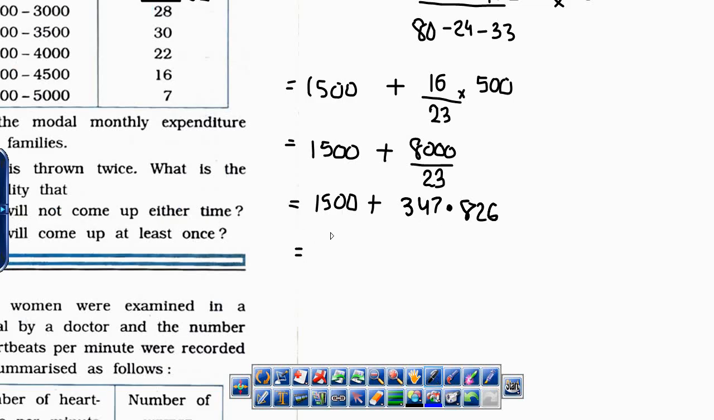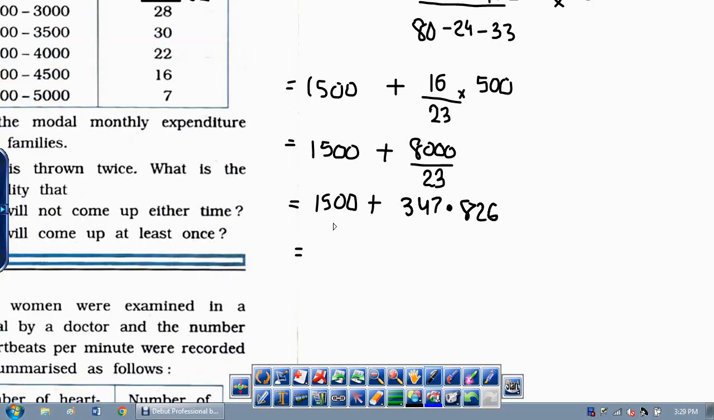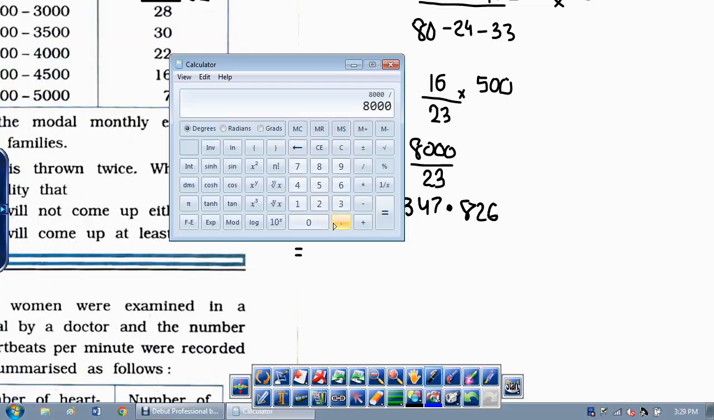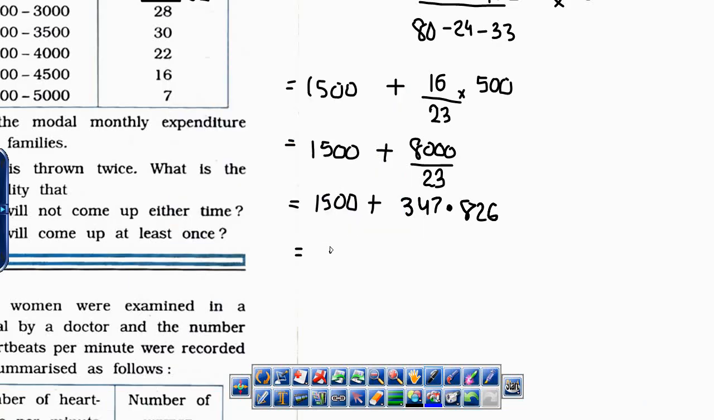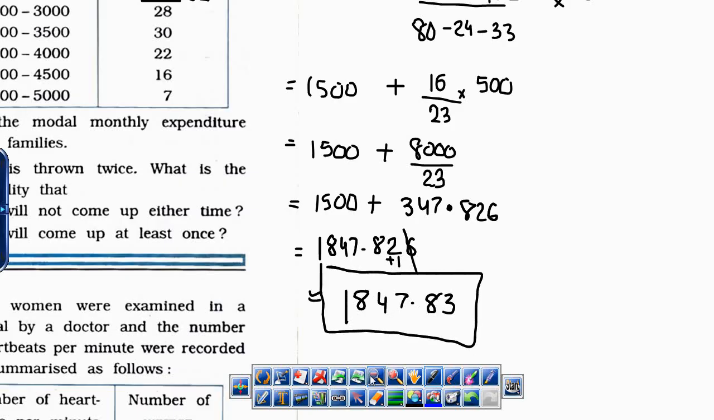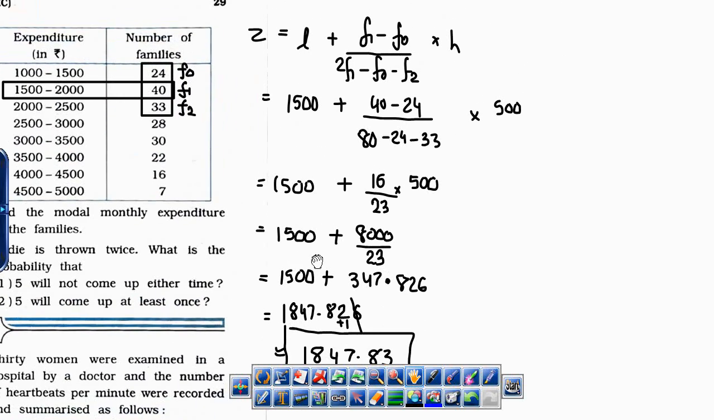हाँ, तो 1500 plus 347.826. Let's double check. 8000 divided by 23, 347.826 plus 1500, 1847.826. 6 rounded off, अहीं +1. Therefore, the approximate final answer is 1847.83. The mode.